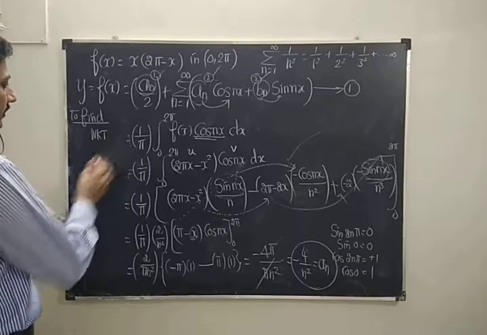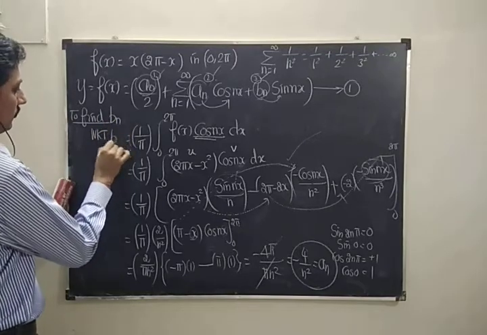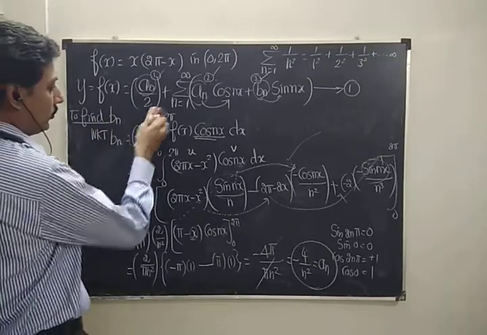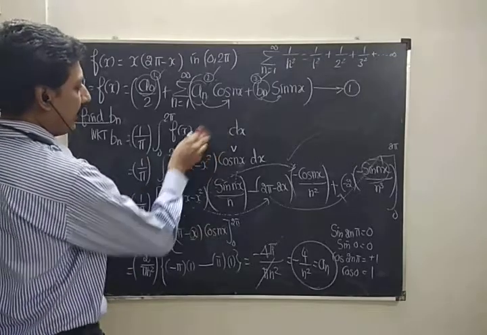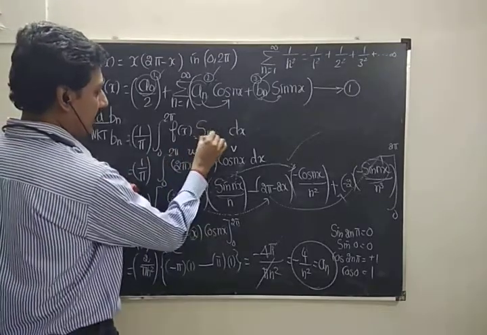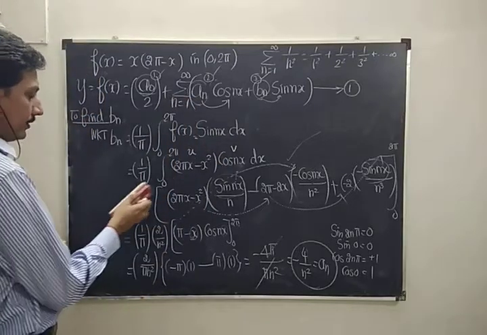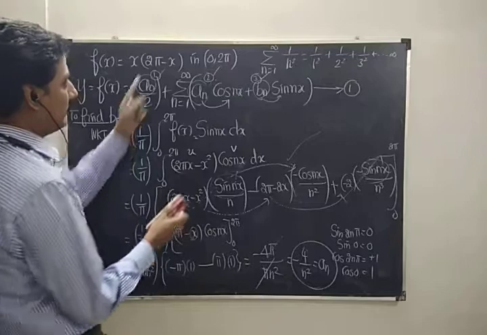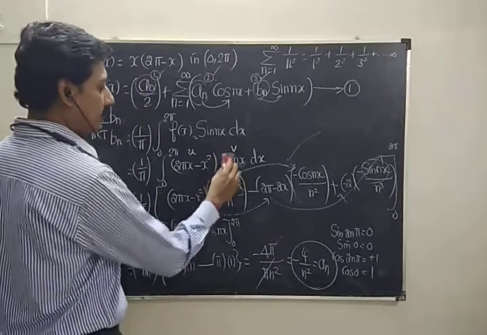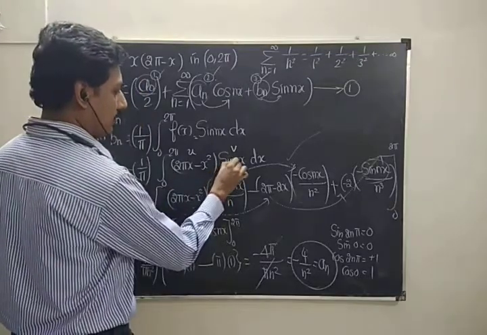So how to get the BN? BN is equal to 1 by pi integral 0 to 2 pi f of x sin nx dx. So this time sin nx. It's clear? Right? So 1 by pi integral 0 to 2 pi, x minus x squared, that is my given f of x, sin nx dx. Right?